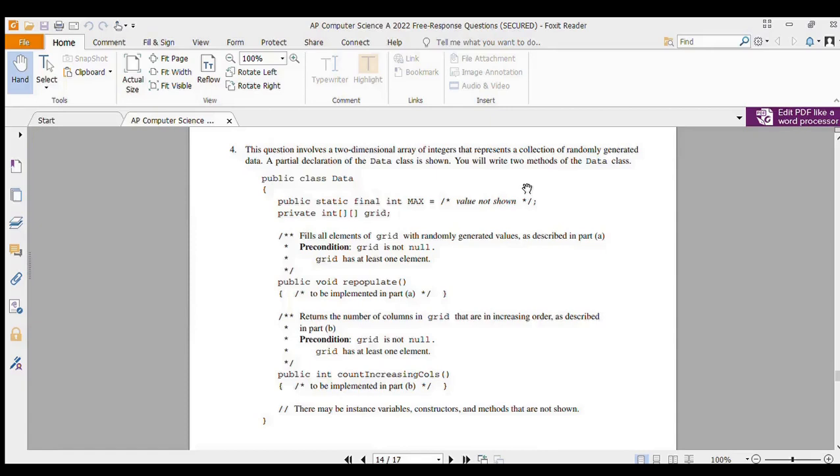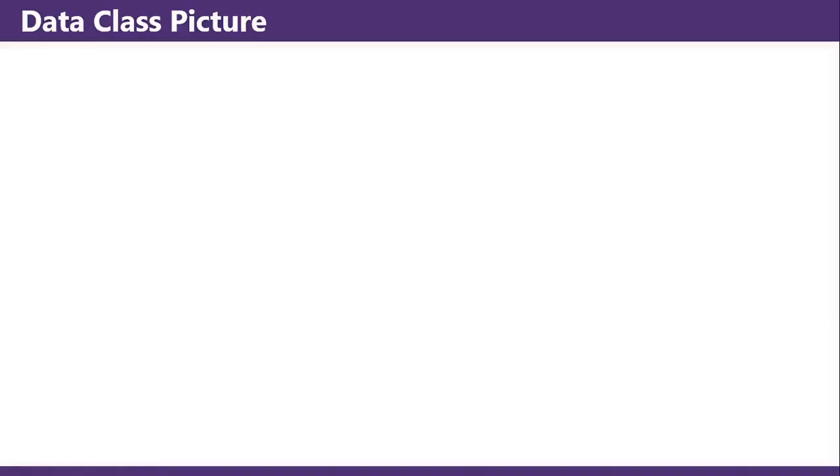For question 4, you're looking at the Data class. It has a static final int member called max that's public, and it has a private 2D integer array member called grid. It has a public void repopulate method, and it has a public integer countIncreasingCols method. The Data class, you draw this.